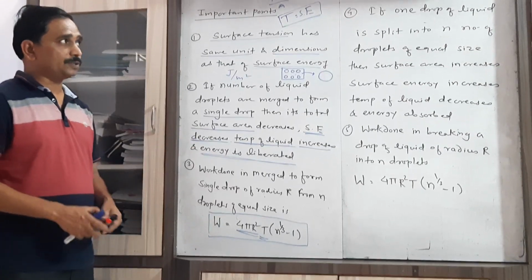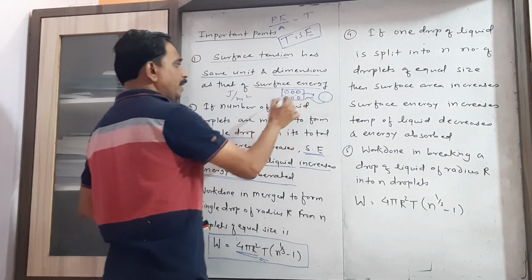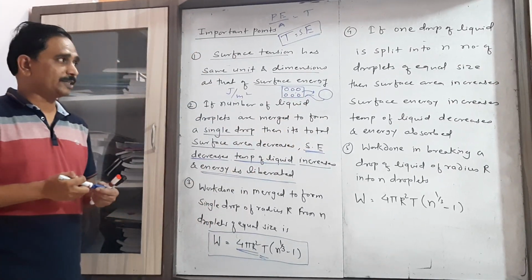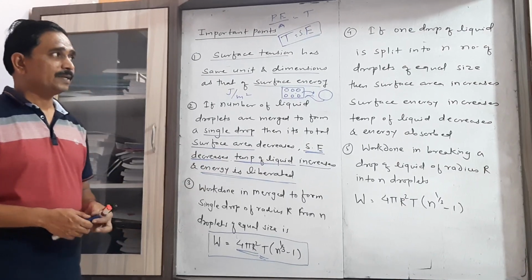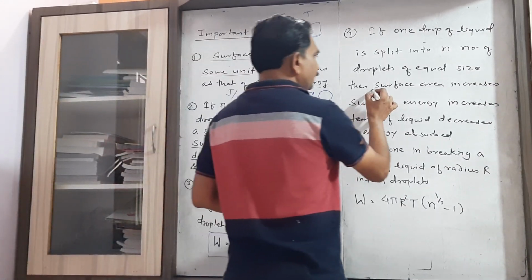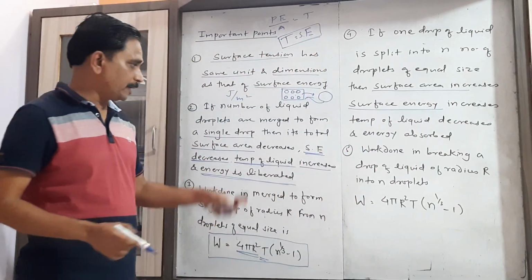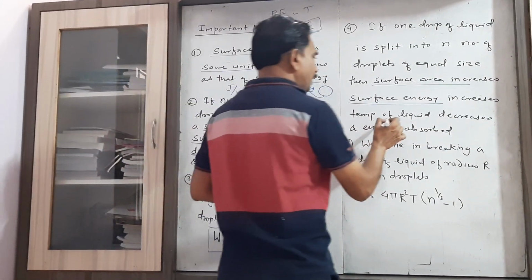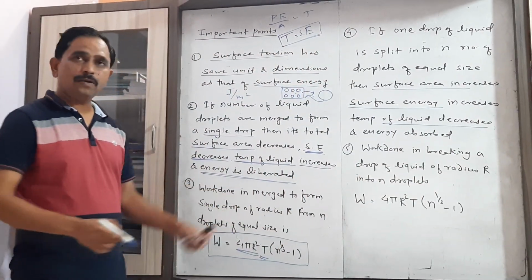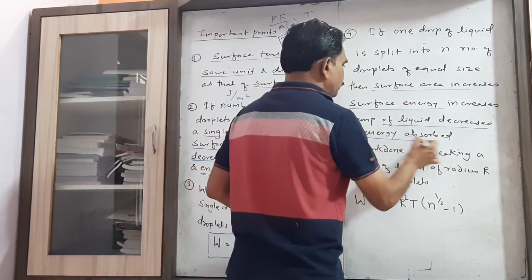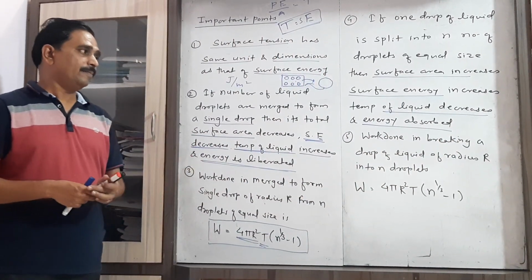Now opposite is the process. If a single drop is now split up into many droplets of equal size, in that process what happens? Opposite is the case. Now surface area increases. That's why surface energy increases. Here temperature increases. Here temperature decreases. Here energy is liberated or given out. Here energy is absorbed. So these are very important points which you have to keep in mind.